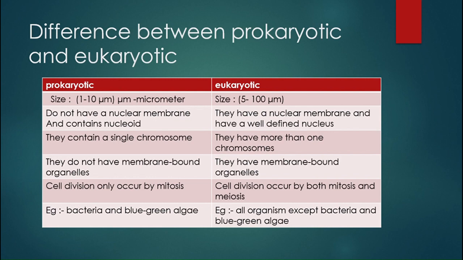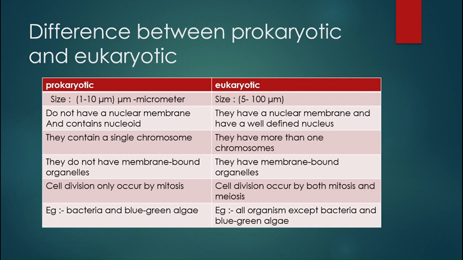First, for prokaryotic cells, their size is usually 1 to 10 micrometers, but for eukaryotic cells, their size is from 5 to 10 micrometers. Prokaryotic cells do not have a nuclear membrane and they contain a nucleoid, but eukaryotic cells have a nuclear membrane and a well-defined nucleus. Prokaryotic cells only contain a single chromosome, but eukaryotic cells always contain more than one chromosome.